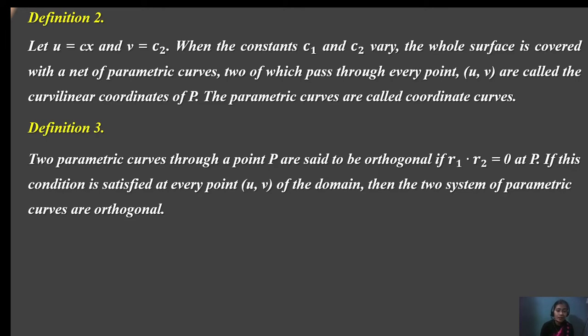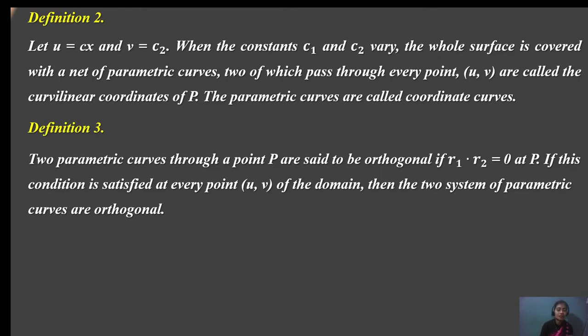Two parametric curves, meaning not just one, will be considered as two parametric curves through the point P. They are said to be orthogonal if R1 dot R2 equals 0 at the point P. If this condition is satisfied for every point u and v of the domain, then the two systems of parametric curves are orthogonal.